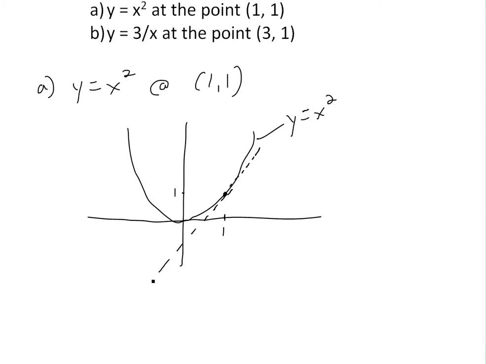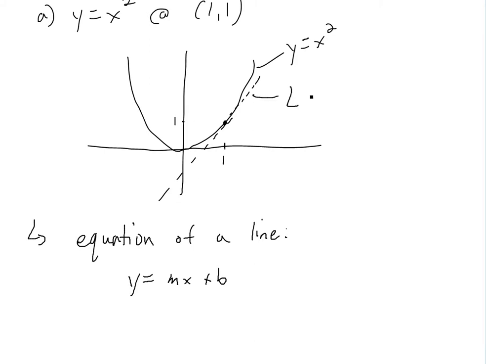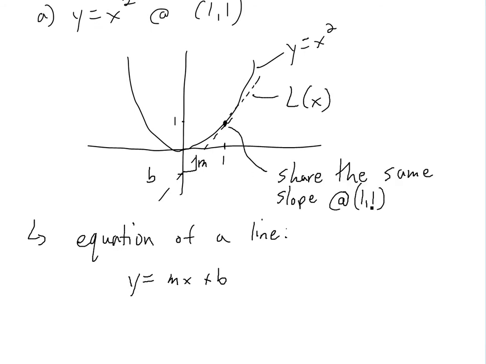Remember from my earlier video, or just through school, that the equation of a line is y equals mx plus b, where m is the slope and b is the y-intercept, somewhere right here. We'll call this line L of x. The slope m is the same at (1, 1) as the slope of this curve. So this shares the same slope at the point (1, 1); that's what the tangent line is.